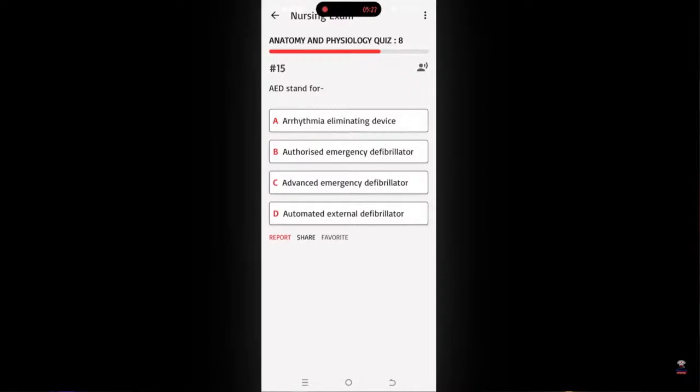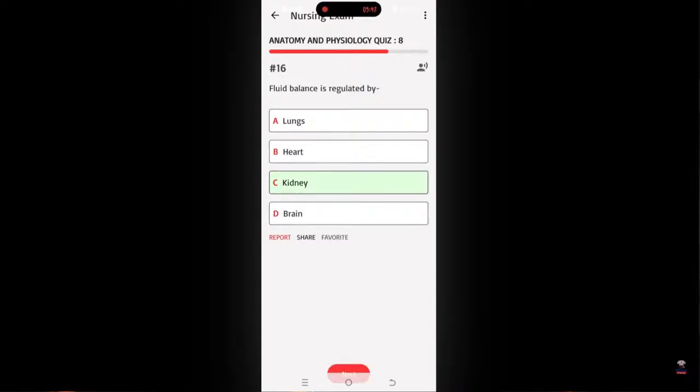AED stands for A. Arrhythmia eliminating device, B. Authorized emergency defibrillator, C. Advanced emergency defibrillator, D. Automated external defibrillator. Correct answer. Fluid balance is regulated by A. Lungs, B. Heart, C. Kidney, D. Brain. Correct answer.